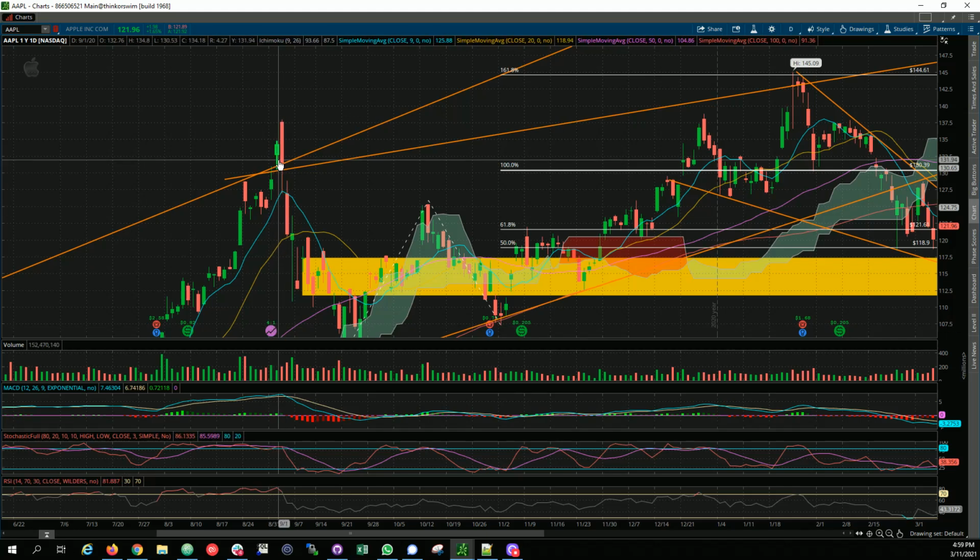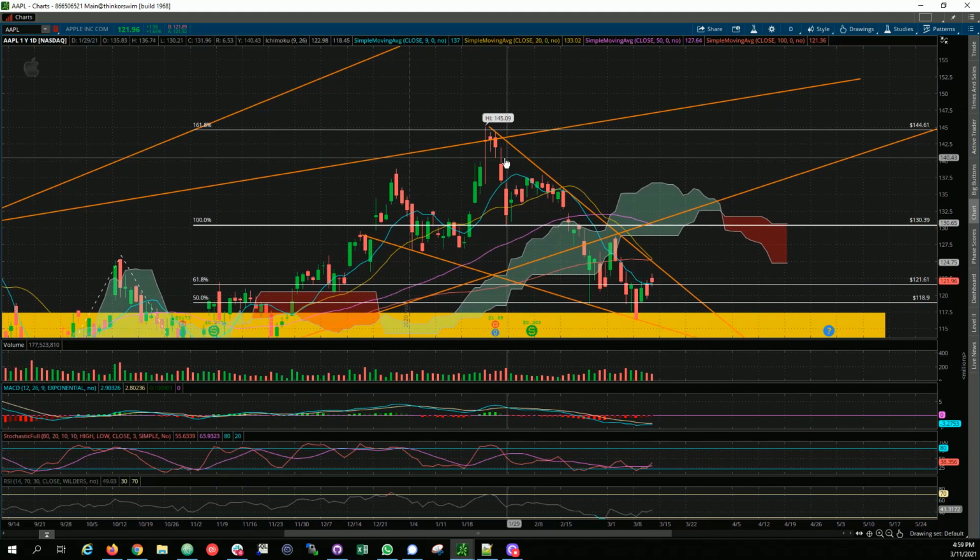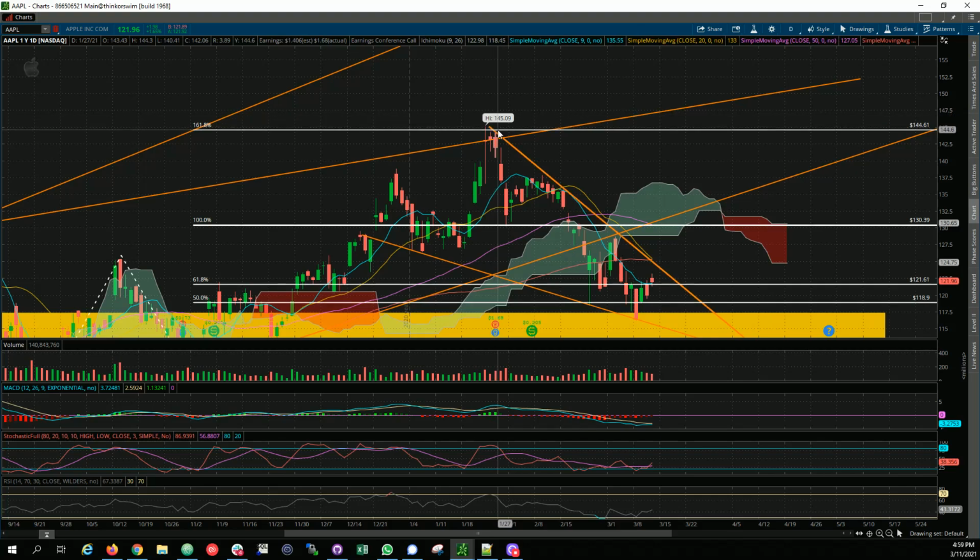Or split, not reverse, this is a split. So a 4-to-1 split. That's where you see that 138 level right here, right here, right here. This was a bull trap, which I thought after the earnings would go to 150, but they kind of got me there as well. And then you have this falling wedge now.